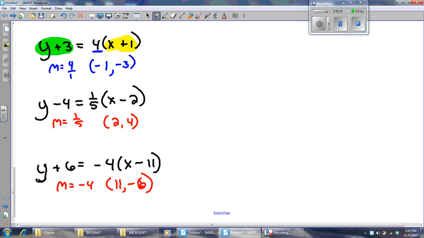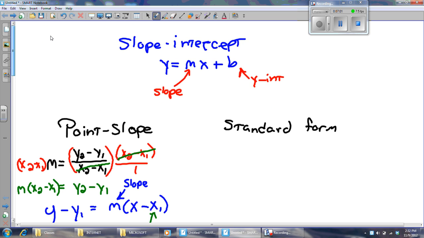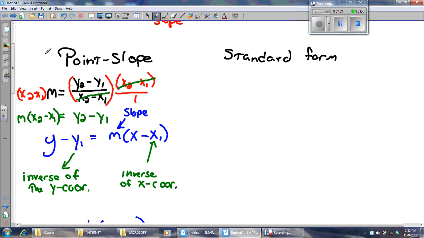And there you go. And then if I asked you to graph these, you'd plot those points and then rise and run. Okay, that's what point slope form looks like. Now standard form is a little different. Standard form looks like this: ax plus by, and that's going to equal c.